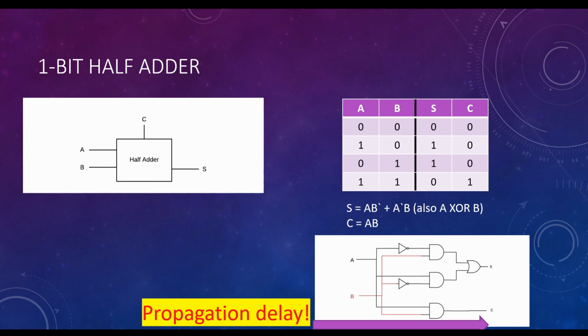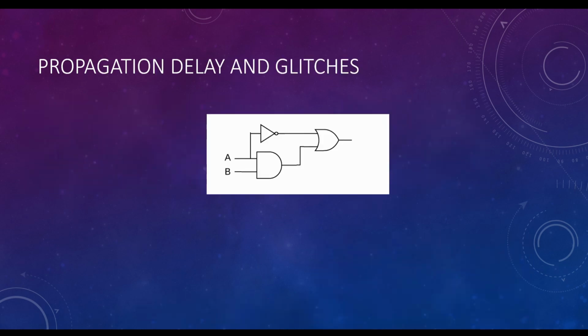And more importantly here, you can see that the path from A and B to C has fewer logical gates than the path from A and B to S, meaning that the time it will take for the answer to form will be shorter on C than it is on S. Let's elaborate just a little bit about propagation delay.